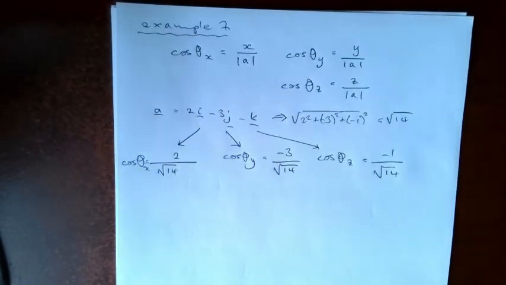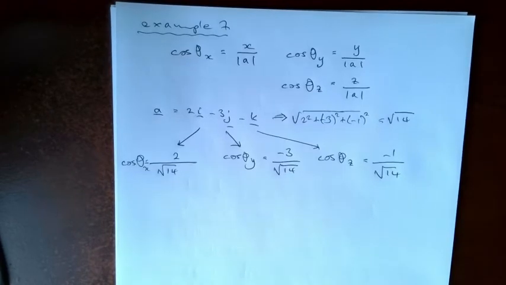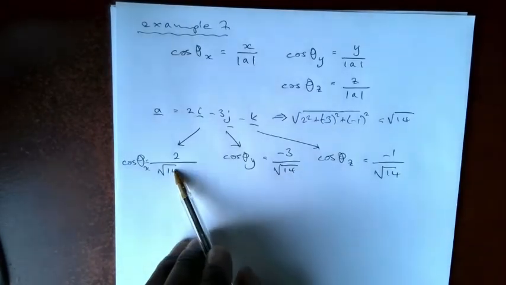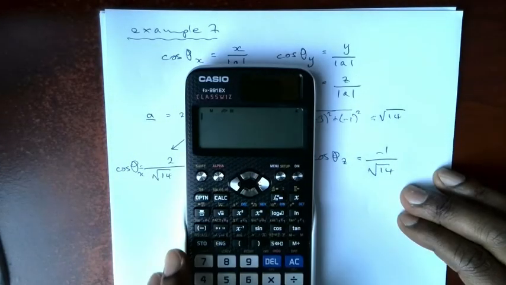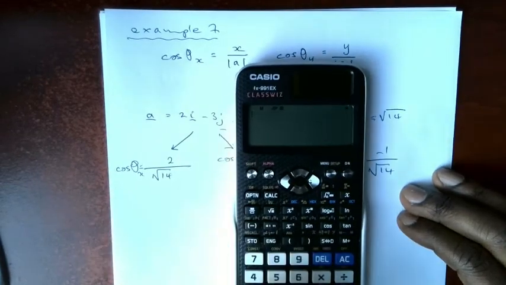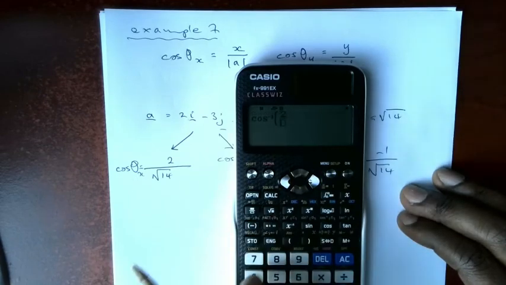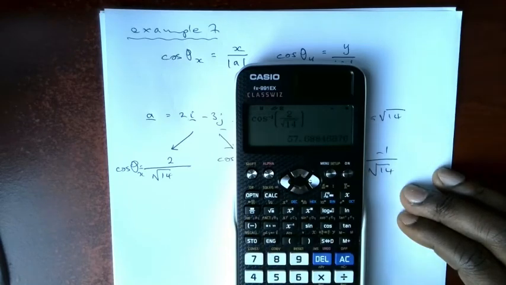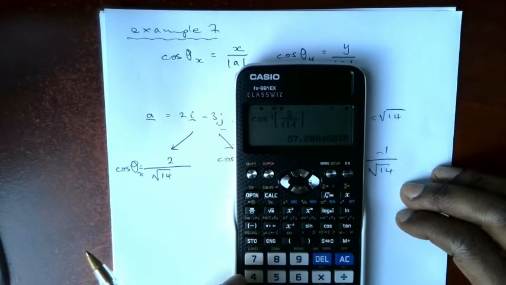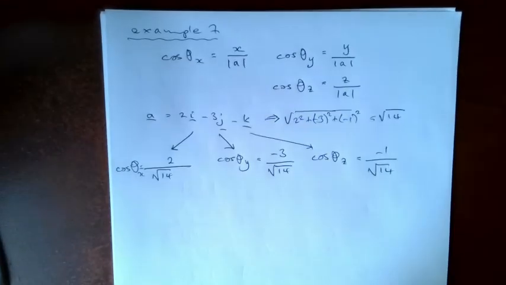Now if you just do the cos inverse of each one of those, you will get the angle. So that's easy enough. Just work out what that is. Make sure you're in degrees. So for example, if I was doing this one here, I would just do cos inverse of 2 divided by root 14, and I would get 57.68 degrees or 57.7, and so on. You can do the same with the other angles as well.